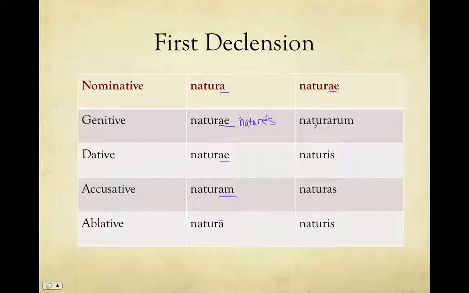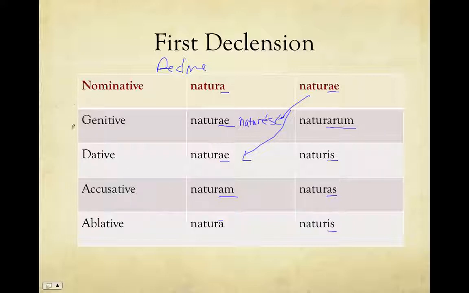Plural, naturae, AE, and again, context will distinguish whether it's nominative plural, genitive singular, or dative singular. Genitive plural, naturarum. Dative plural, naturis. Accusative, naturas. Ablative, naturis. And if you're ever asked to decline a noun, that's what we just did here. To decline a noun is to put it into all of its forms in this order. So natura, naturae, naturae, naturam, natura, naturae, naturarum, naturis, naturas, naturis.